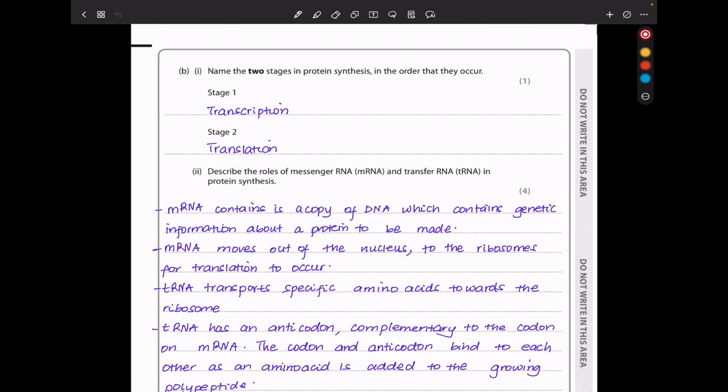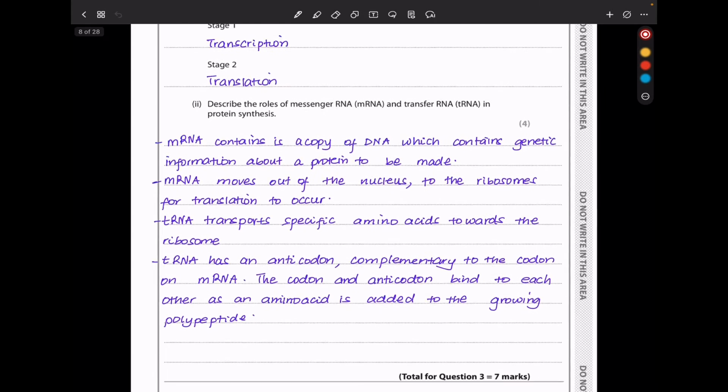And in part B, name the 2 stages in protein synthesis in the order that they occur. The first stage is transcription and the second stage is translation. Next, they say describe the role of messenger RNA and transfer RNA in protein synthesis.